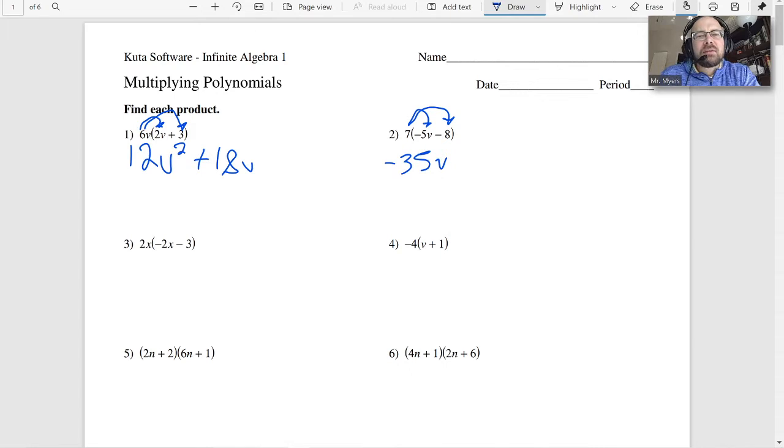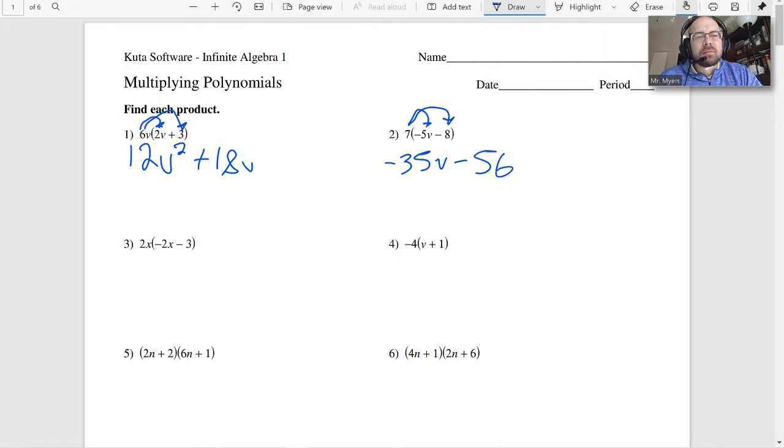So then I have 7 times negative 8, or you can think about it as minus 7 times 8, whichever one makes more sense to you, because there's a minus in between them, but a minus sign and a negative sign are actually basically the same thing. So it just depends on which one makes more sense to you. You could think about it as 7 times negative 8, or you can think about it as minus 7 times 8. 7 times 8 is 56.